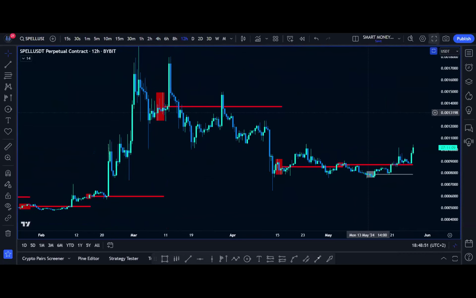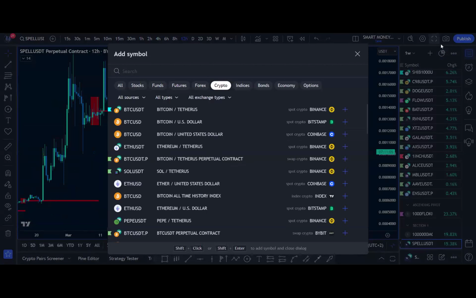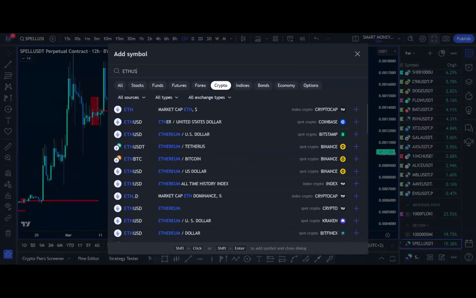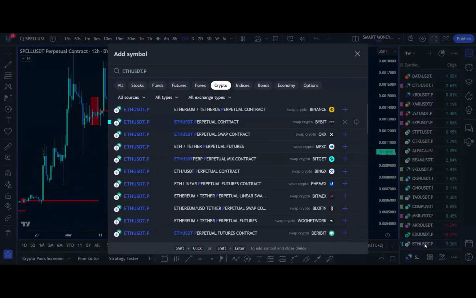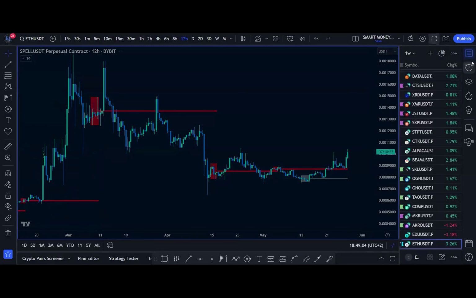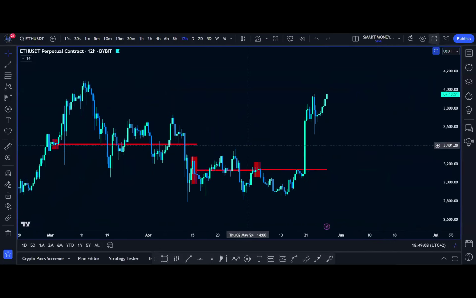I have a question whether we could chart ETH using this for entries. Definitely. It's approaching 4K right now, and I'm curious what you're thinking. Let's have a look at ETH right now and see what's going on. 12 hour.